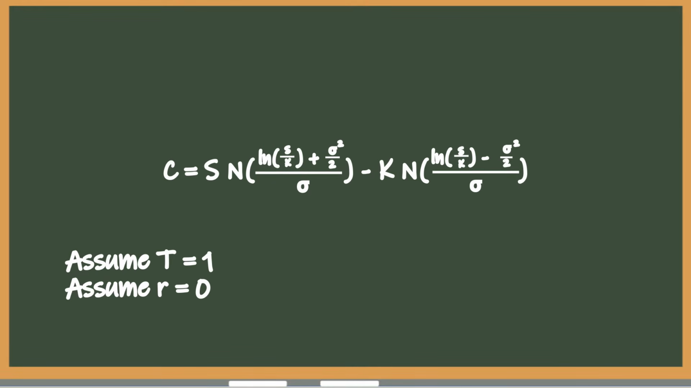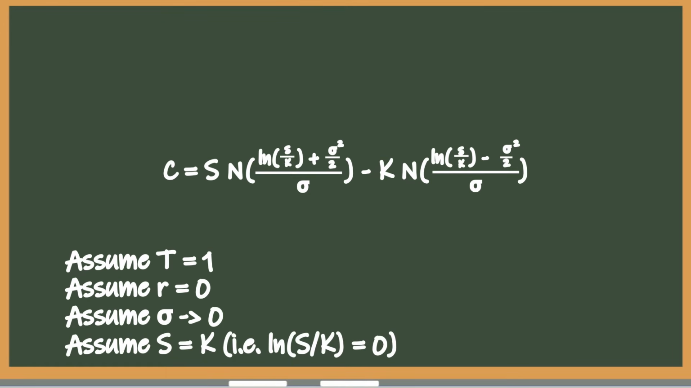Now let's assume volatility is very small, virtually 0. When S equals K, or the call option is at the money, then we see that as sigma approaches 0, the value of our D1 value is 0.